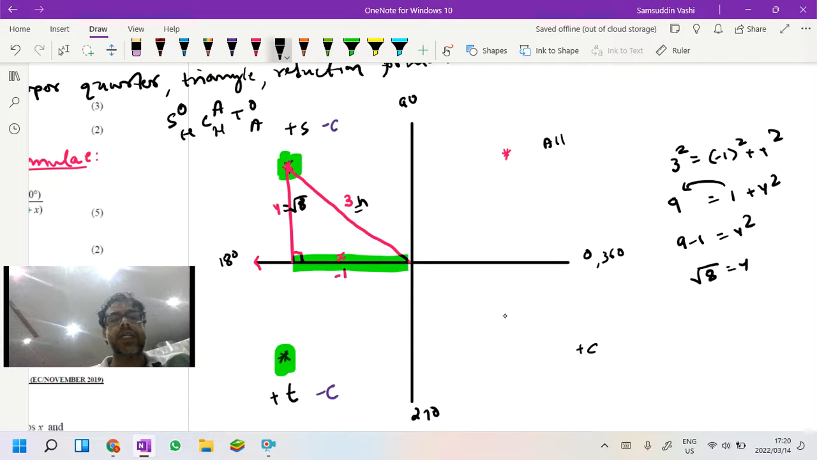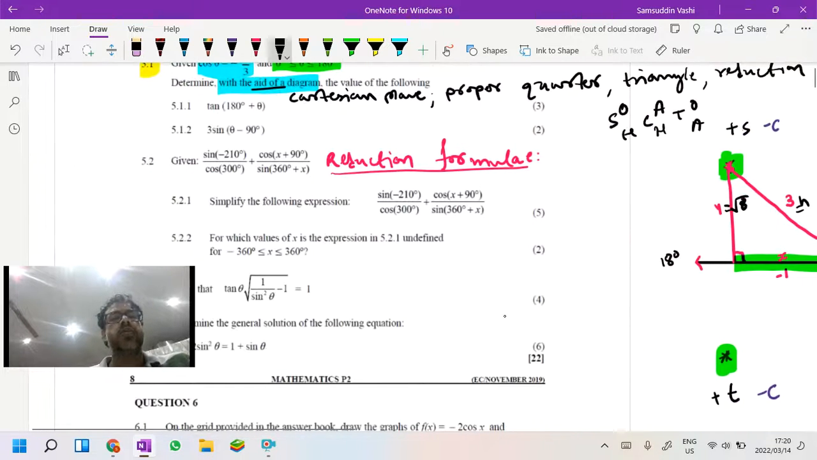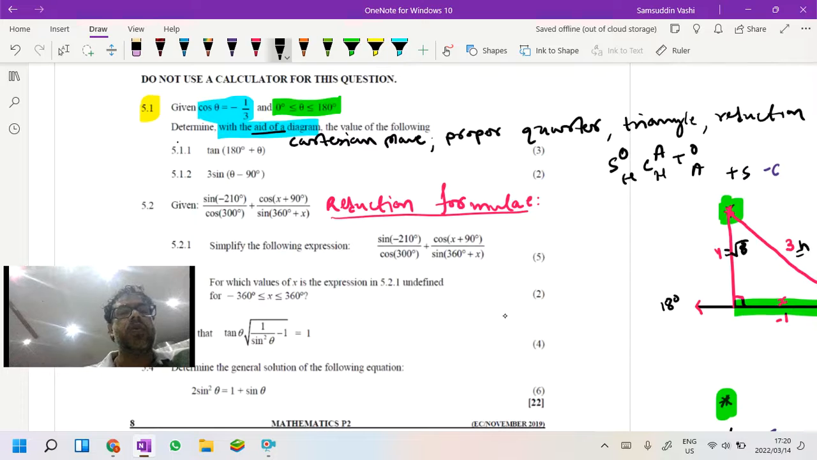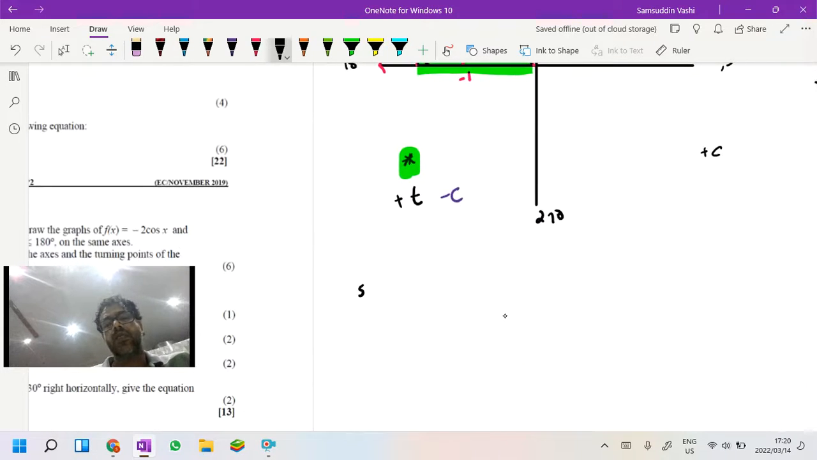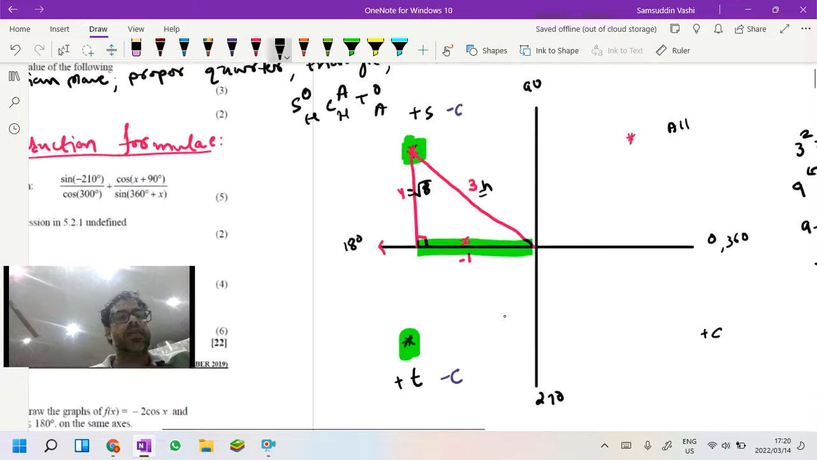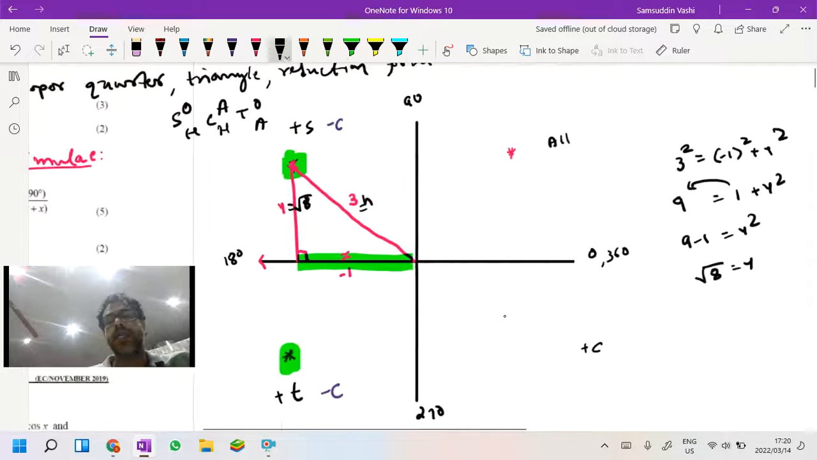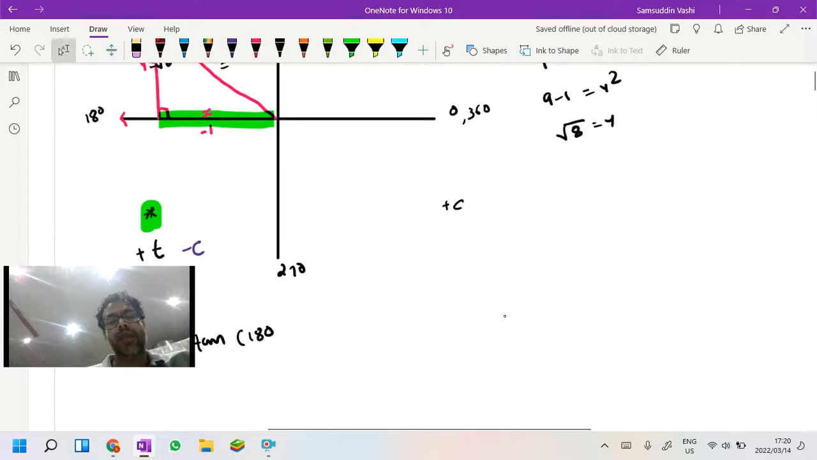Okay, once I complete the triangle, now I will go and look for the question answers. So now they are telling me what I'm looking for, 5.1.1, tan of 180 minus theta. So 5.1.1, my question is what is the value of tan 180, minus theta or plus theta? It's plus theta.